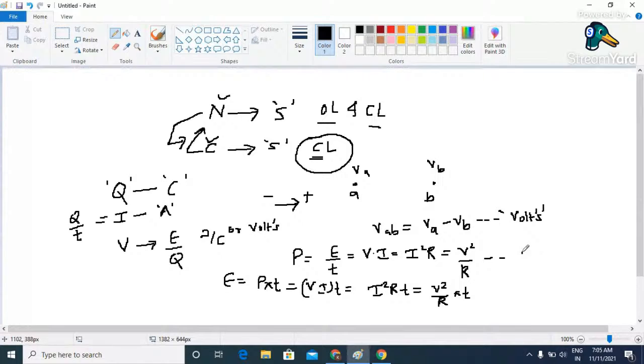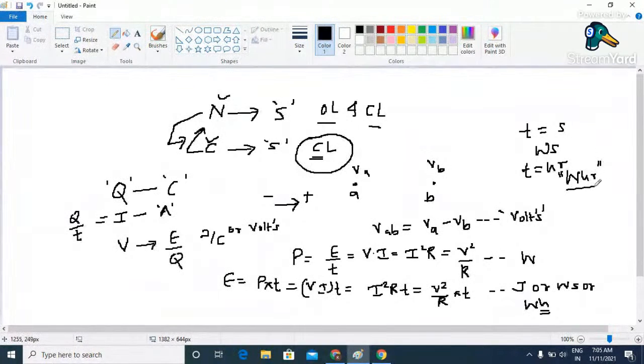The unit for power is watt, and the unit for energy is joule, or we can also define this as watt second, or sometimes watt hour. It depends upon the unit in which we express time. Suppose we express time in seconds, then it is going to be watt second. Suppose we express time in hours, then the unit for energy is going to be watt hour. And normally in the electrical domain, this unit is preferred to indicate the amount of energy. So all these points we have discussed in the last lecture.